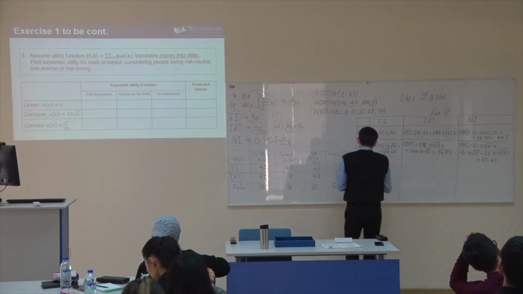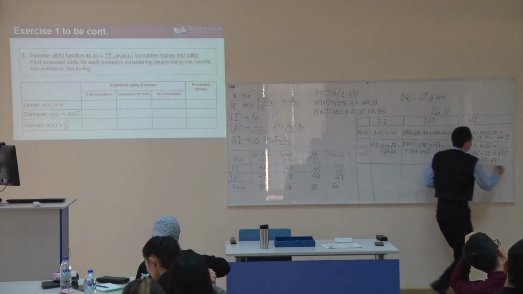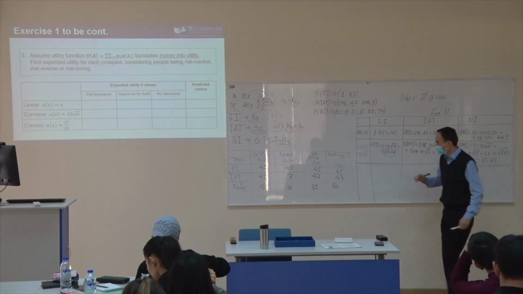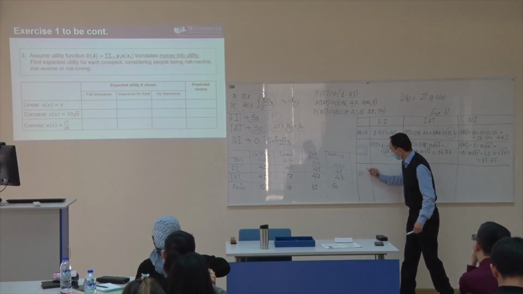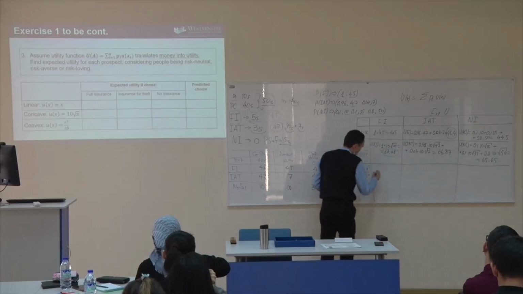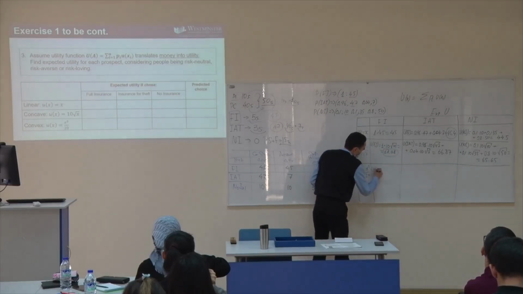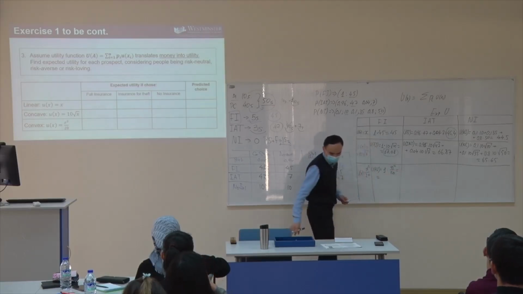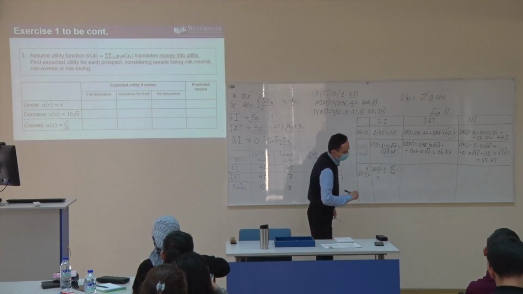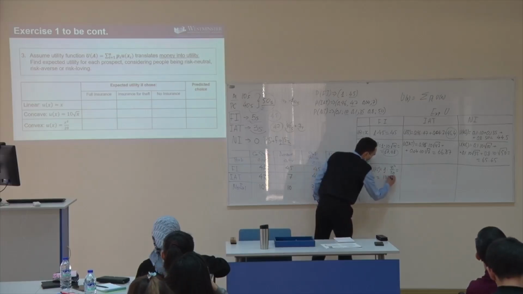Next, what if a person is risk-loving? Our utility function is convex, x squared over 20. Now we will calculate this one. For full insurance, there is a 100% probability that our payoff is going to be 45 squared over 20. If you calculate this, it is equal to 101.25.